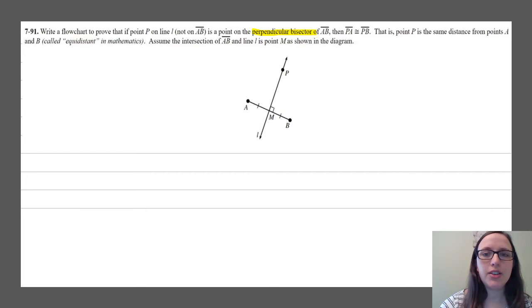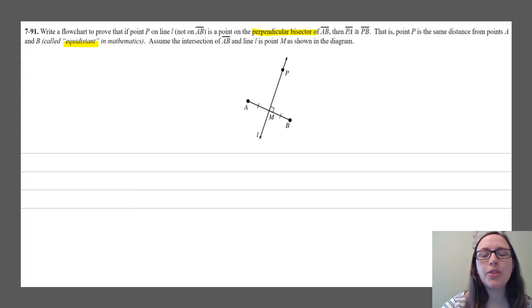All right. And equidistant is a new word. Something that you might have heard before might be new to you. So point P is the same distance from points A and B. That's called equidistant. It's just what it sounds like. Equal, distant, distance, equal distance from both points. All right, so now let's go ahead and get into the proof.